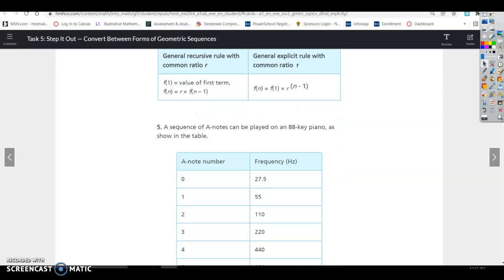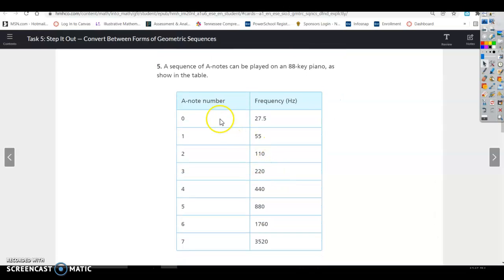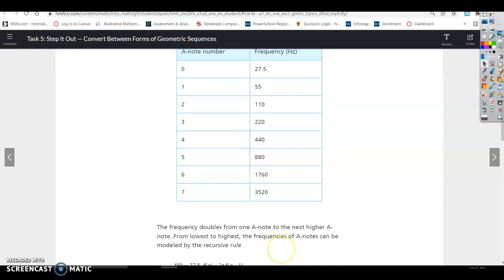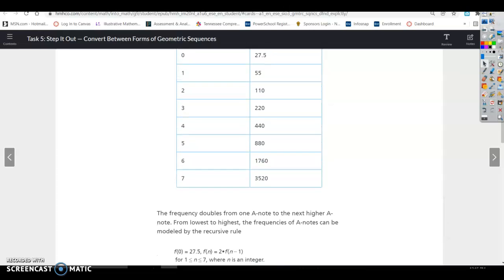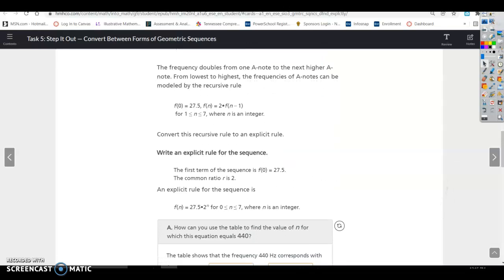All right, so it says a sequence of A notes can be played on an 88-key piano as shown in the table. All right, so an A note, so 0 through 7, and then here are the frequencies for these A notes. It says a frequency doubles from one A note to the next higher A note. From lowest to highest, the frequencies of A notes can be modeled by the recursive rule. So you can see that this times 2 is this, times 2 is this, times 2 is this. Or if you take this, divide it by this, you get 2. So our common ratio is 2.